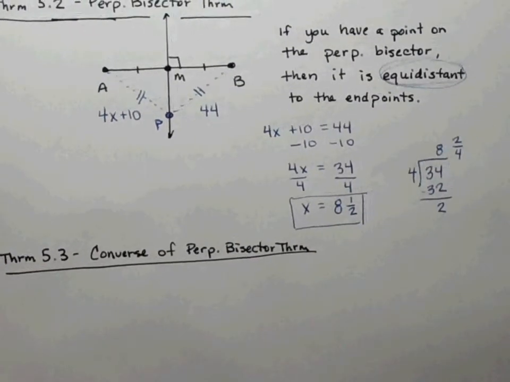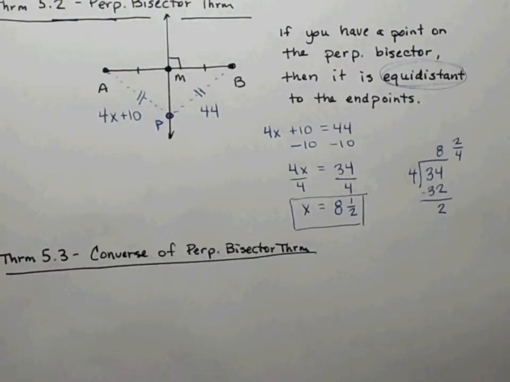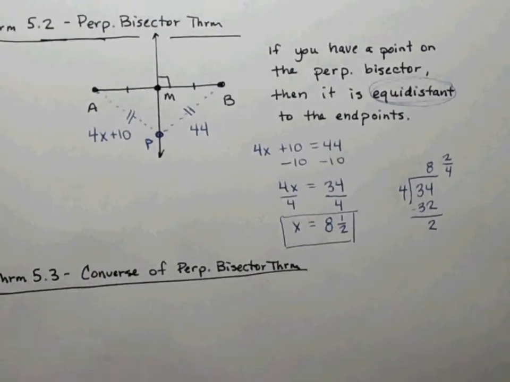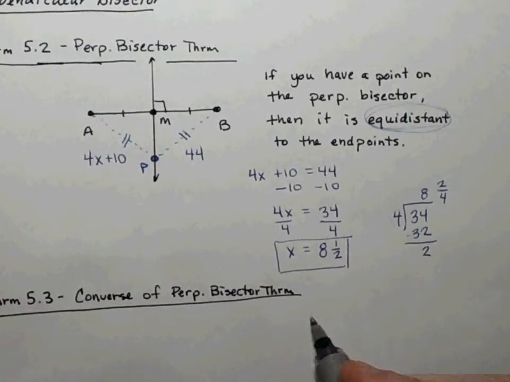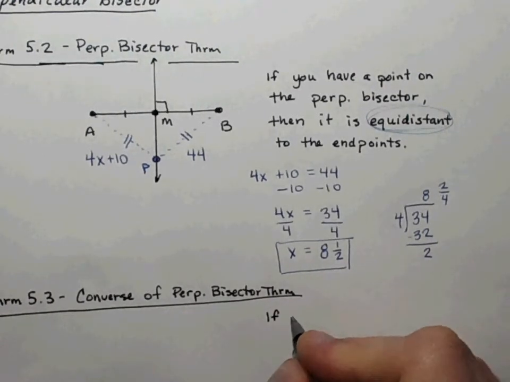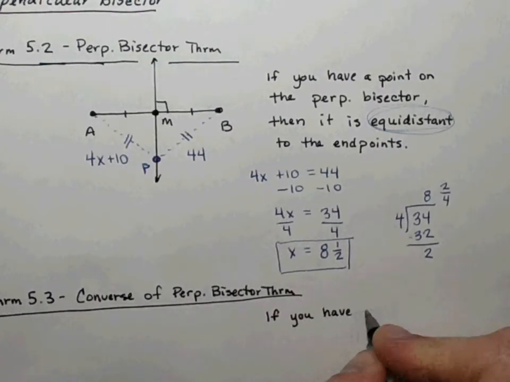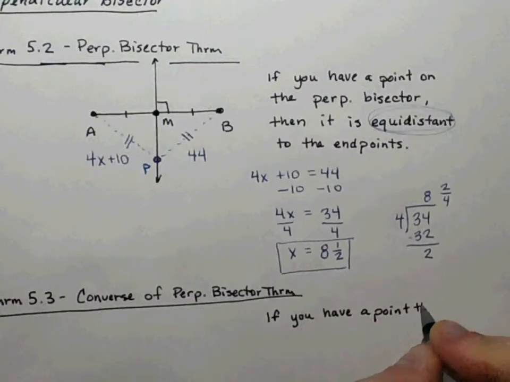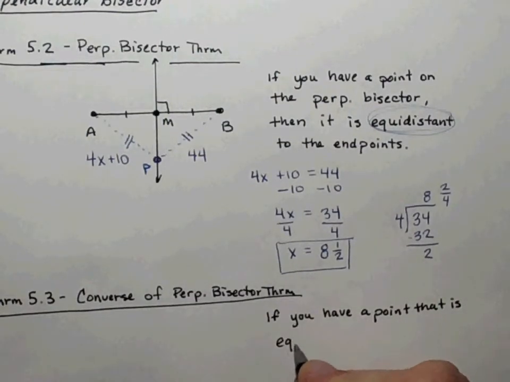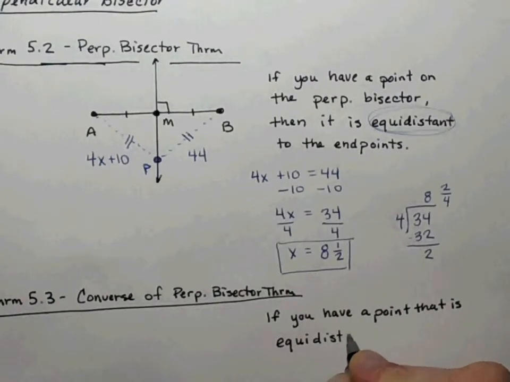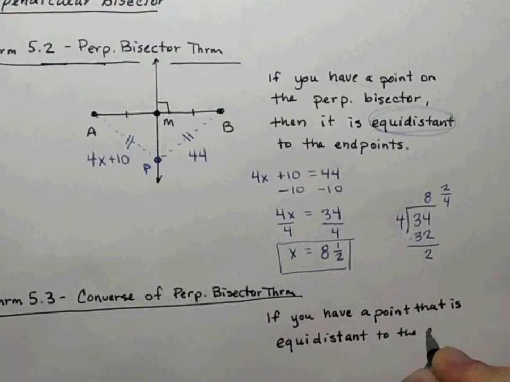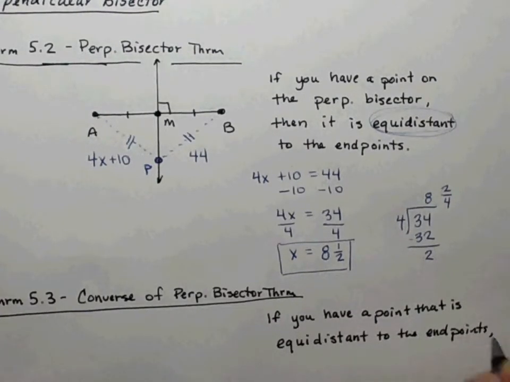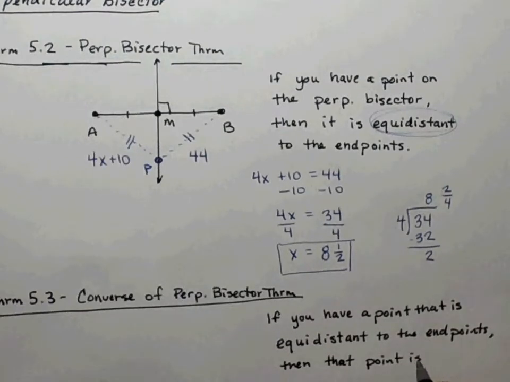The converse, if we wanted to flip this, we would say: if you have a point that is equidistant to the endpoints, then that point is on the perpendicular bisector.